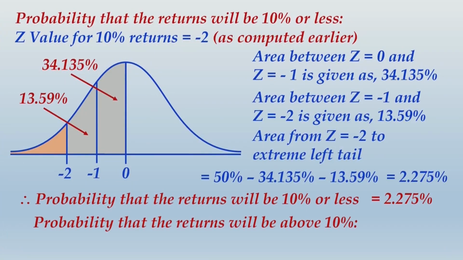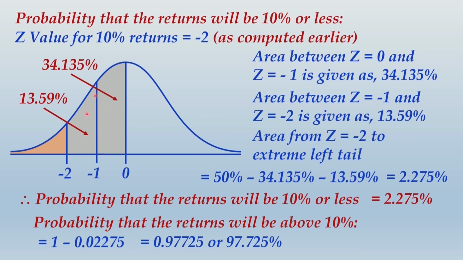So the probability that the returns will be above 10% will be 1 minus 0.02275, or you can call it as 1 minus 2.275%. The final result will be 97.725%. To compute this particular probability, that is the probability of the returns above 10%, we can follow an alternative approach as well. Let me explain what will be that alternative approach.